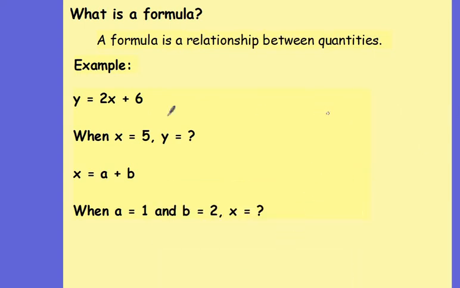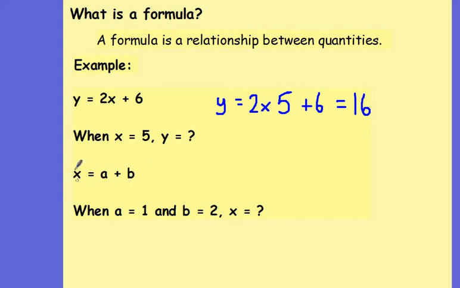Perfect. For example, if I'm told that y is equal to 2x plus 6, I've been told how the letter y is related to the letter x. So to use this formula, if x is equal to 5, what is y? Well, we know that we need to substitute in wherever we see the letter x with the number 5. So y is going to be equal to 2 times 5 plus 6. 2 times 5 gives me 10, plus 6 is 16.